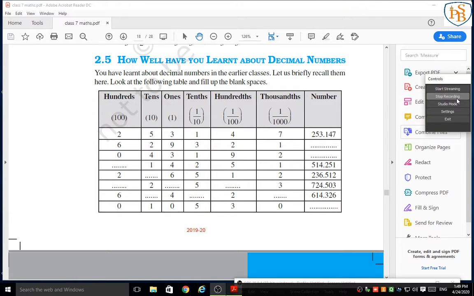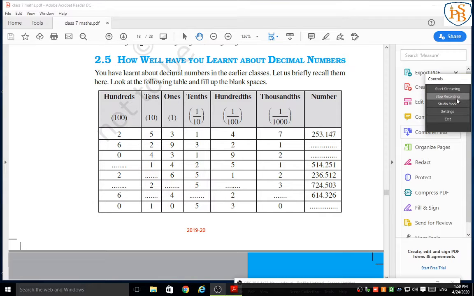Hello 7th standard students. Again today we are going to start the same topic of mathematics, chapter number 2, fraction and decimal. And already we have finished our fraction. Now we are going to move forward to our decimals. How well have you learnt about decimal numbers? You have learnt about decimal numbers in the earlier classes. Let us briefly recall them here.